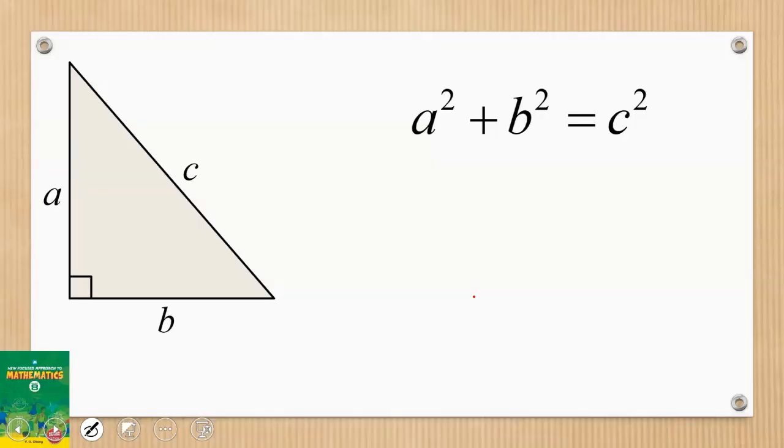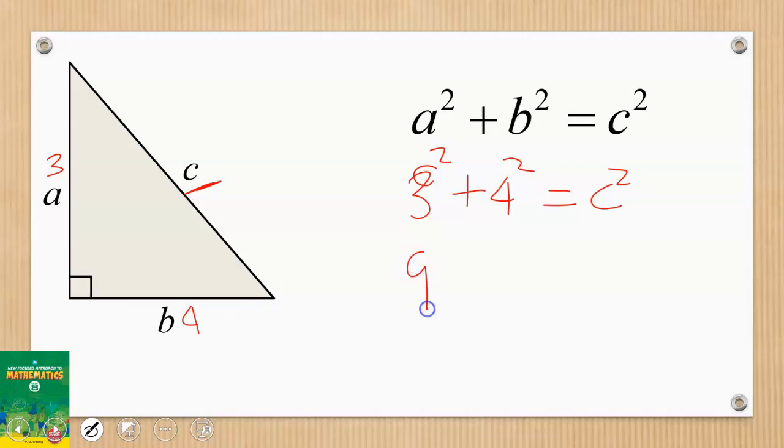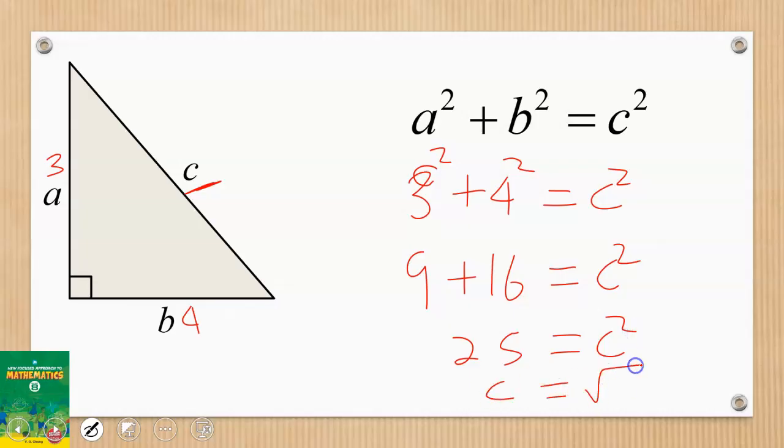And so when you are given a question like this, a right-angled triangle, and you are given maybe, let's say, here is 3 centimeters and here is 4 centimeters, and you are asked to find the longest side, in simple terms you just say 3 squared plus 4 squared should be equal to c squared. Making c squared the subject, this will give you 9, this will give you 16, and here I'm going to have 25 equal to c squared. And so c becomes the square root of 25, and then the answer is 5.